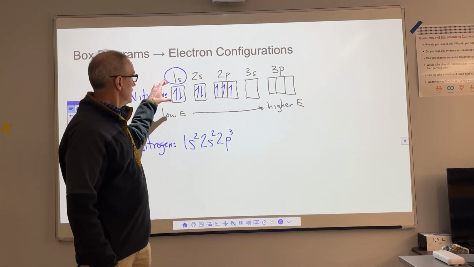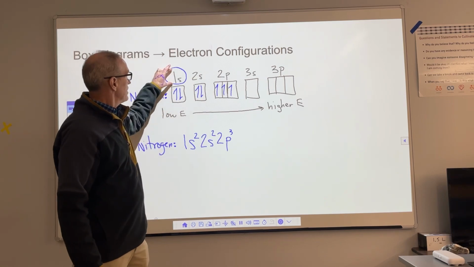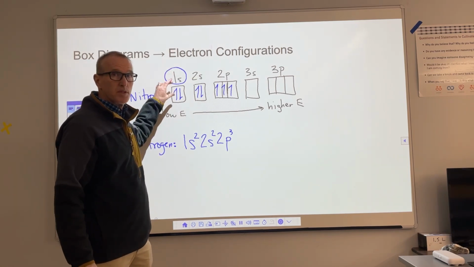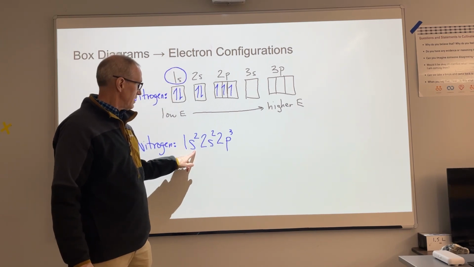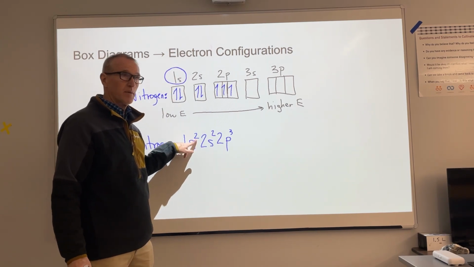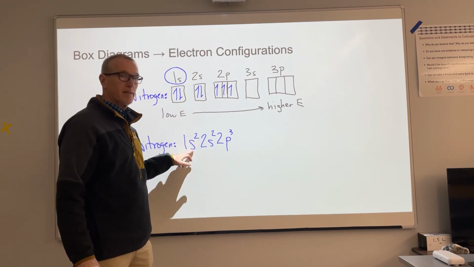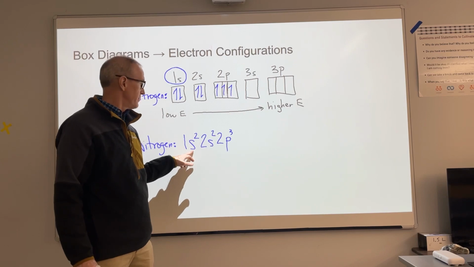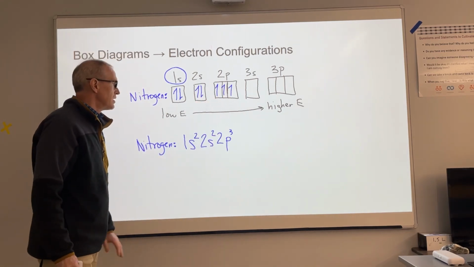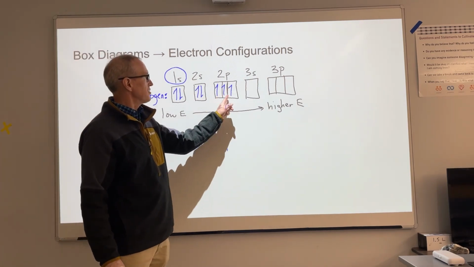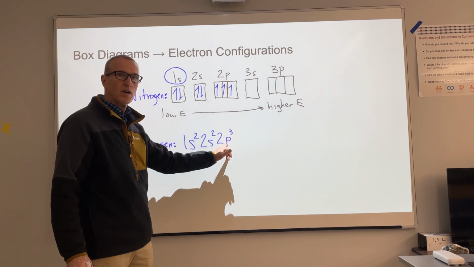Follow along. Instead of using a box with arrows, I take the name of that box, which is the first main energy level, s sublevel, and then I use a superscript to represent the number of arrows, the number of electrons in that s sublevel. Shorter, easier to do, a little less informative because it doesn't really show me where there are gaps. It just tells me how many electrons are in the sublevel.